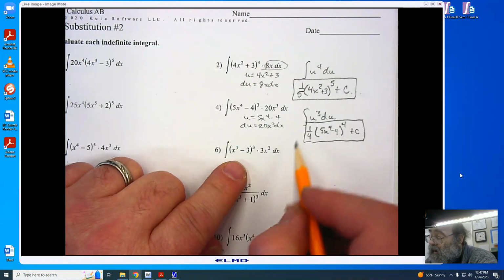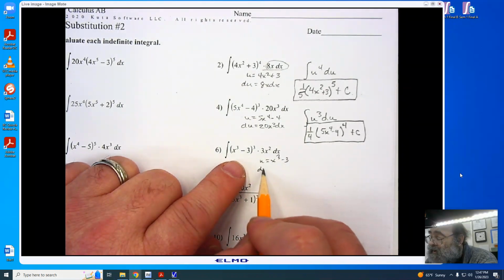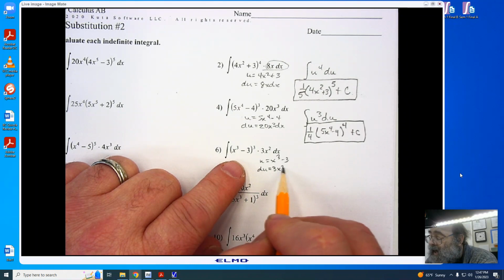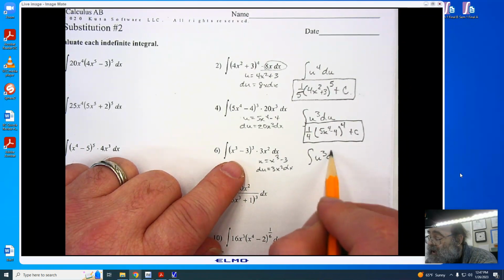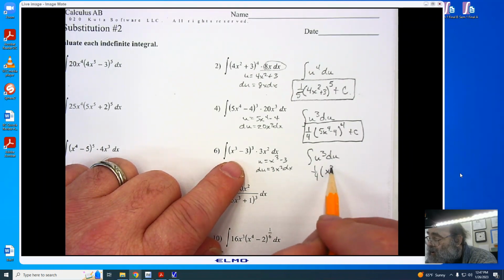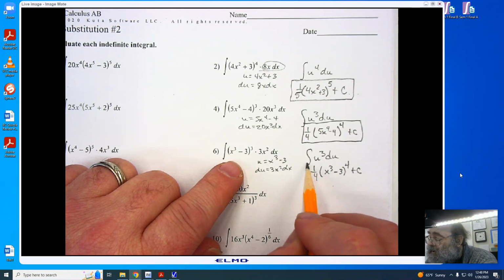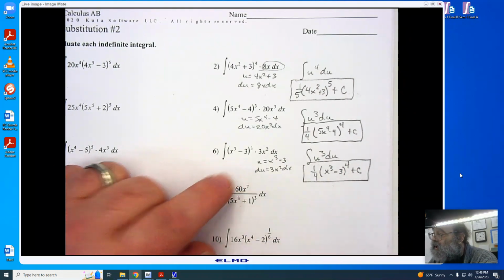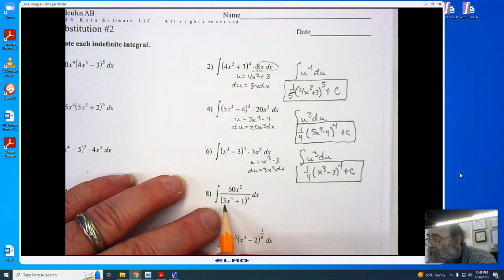Here we go. Let u equal x cubed minus 3. Du is therefore equal to 3x squared dx. We are therefore looking at the integration of u cubed du, which will give me 1/4 of the u, x cubed minus 3. This is now to the 4th power plus c. And there's my answer to number 6. Continuing. Looking for the more complex piece.